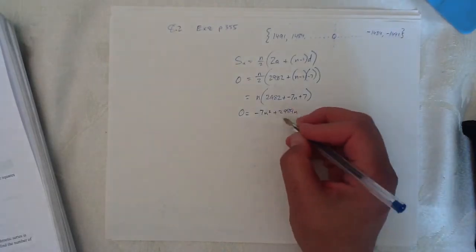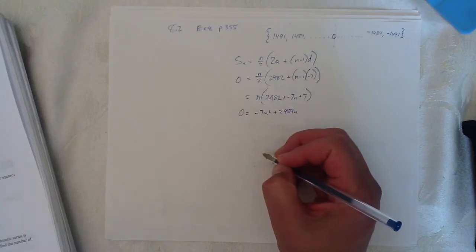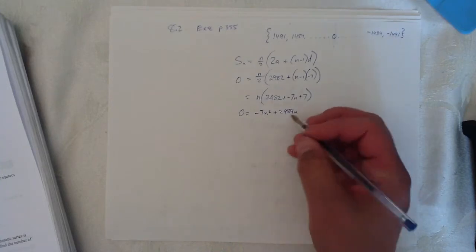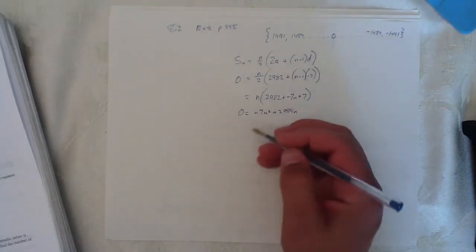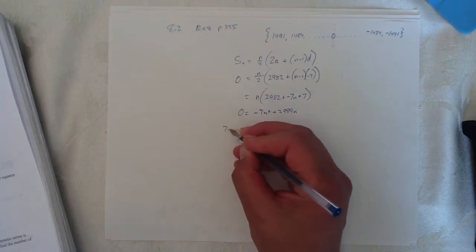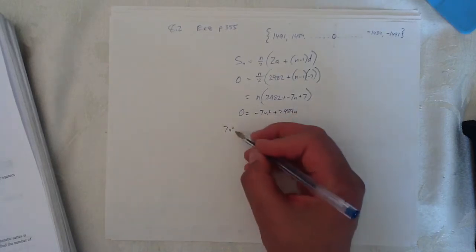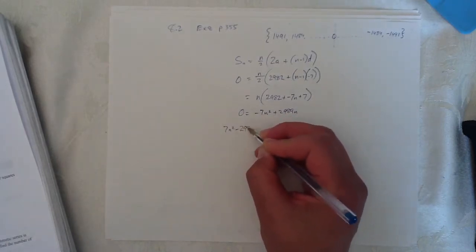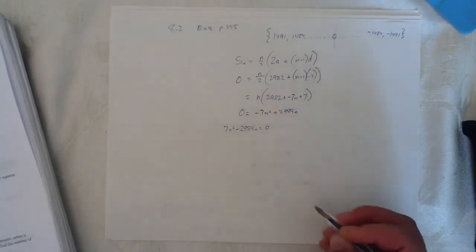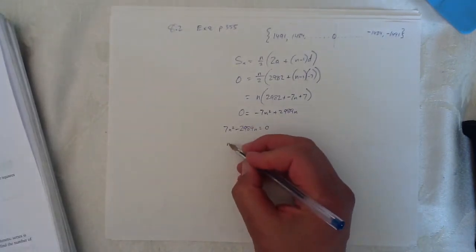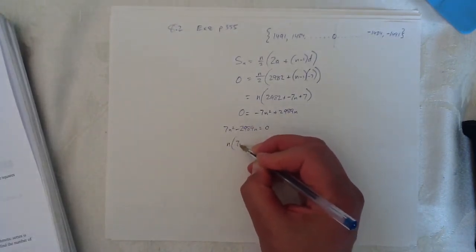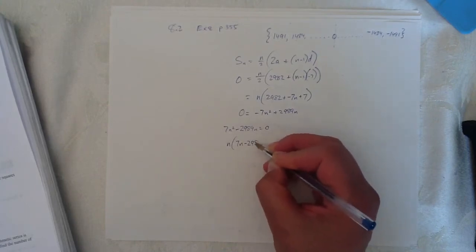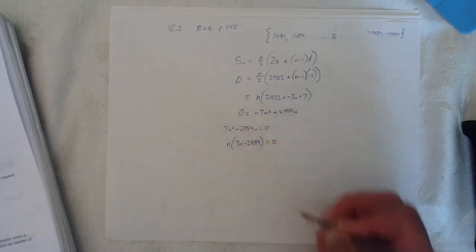So we can factor out n squared. Actually, we can move all this over to the left side. So we got 7n squared. I just don't like the minus sign there. Minus 2989n equals 0. And then I'm going to factor out the n. I got n times 7n minus 2989 equals 0.